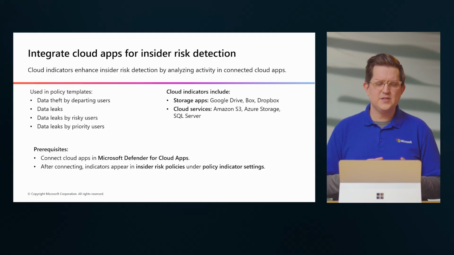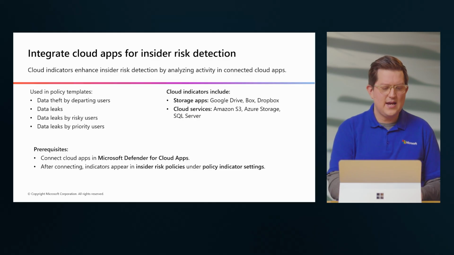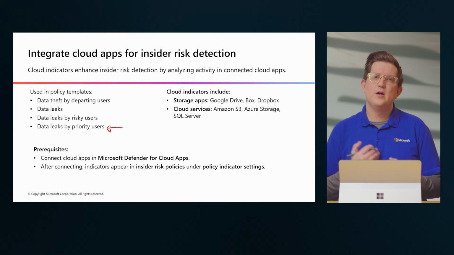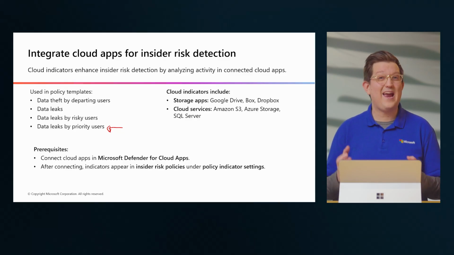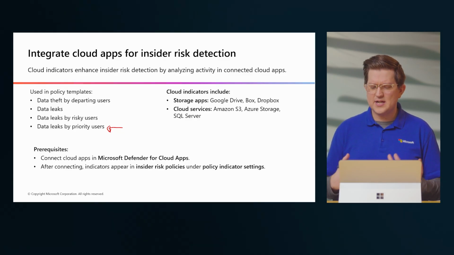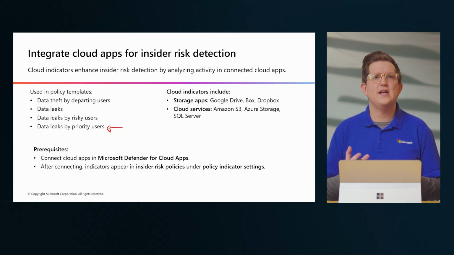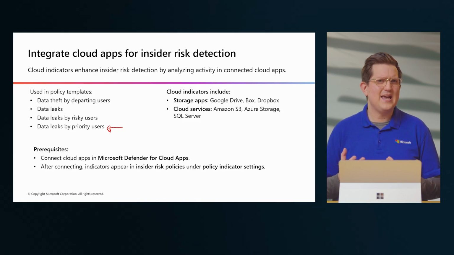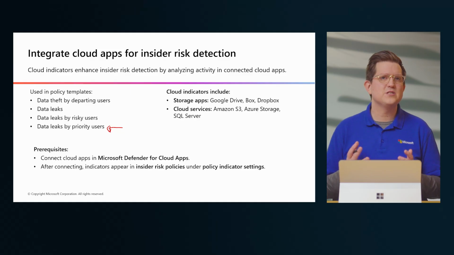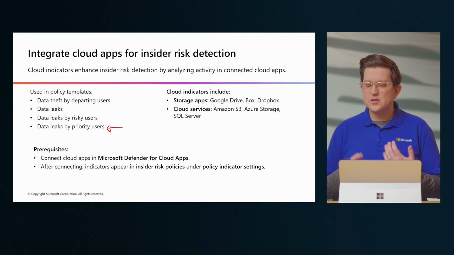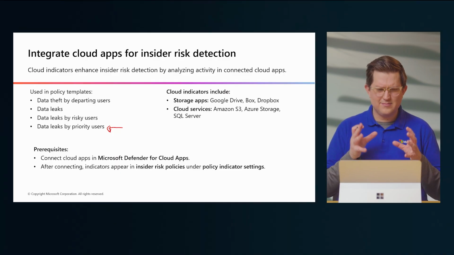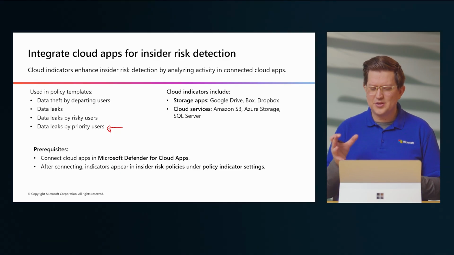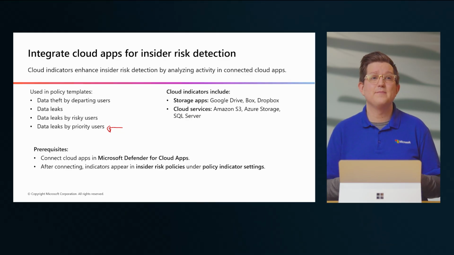Think about the sorts of policy indicators you could use in, say, a data leak by priority user, by checking to see if a user with a high risk level inherent to their role suddenly starts working with risk indicators and elevating risk indicators for third-party services they don't typically access. These are the sorts of things that are really important to note, and we do highlight pretty strongly in the portal that the cloud app risk indicators are treated with the same equal weight in policy templates.